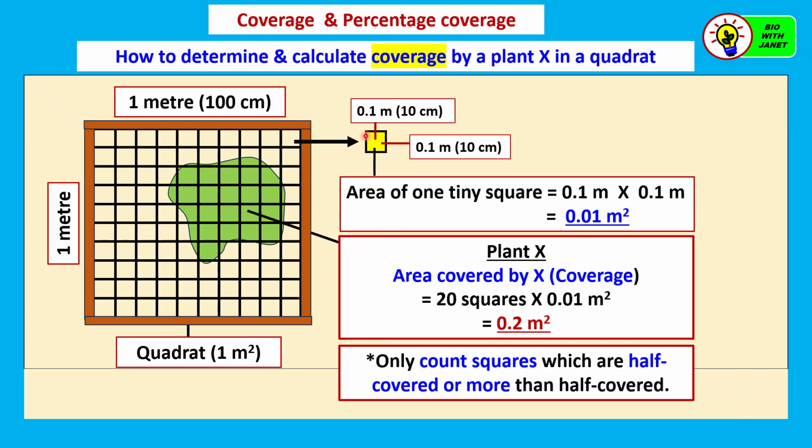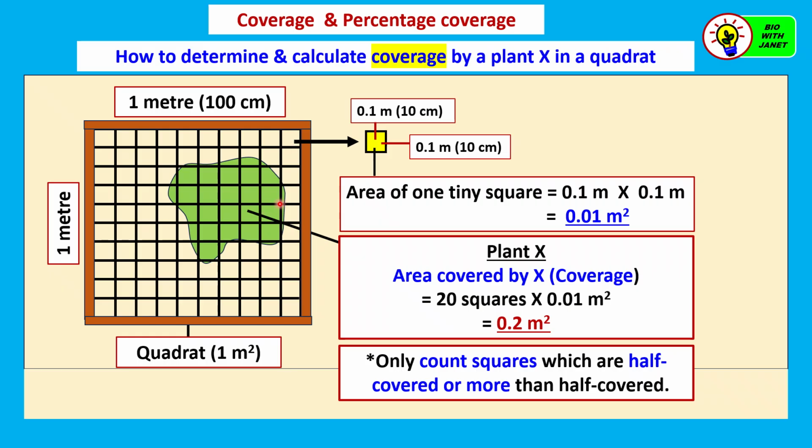Each small square has the size 10 cm by 10 cm, or 0.1 meter by 0.1 meter. So the area of one tiny square equals 0.1 meter times 0.1 meter, which is 0.01 meter squared. Okay, so this is the size of one small square here.